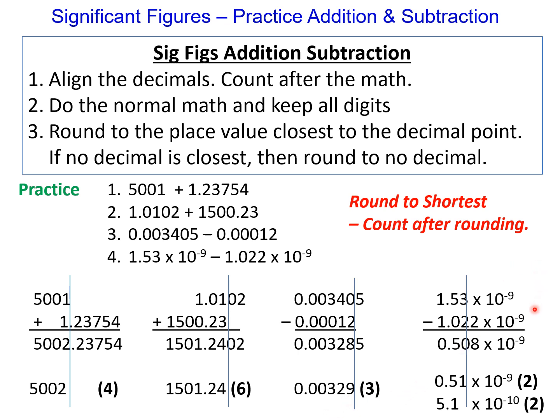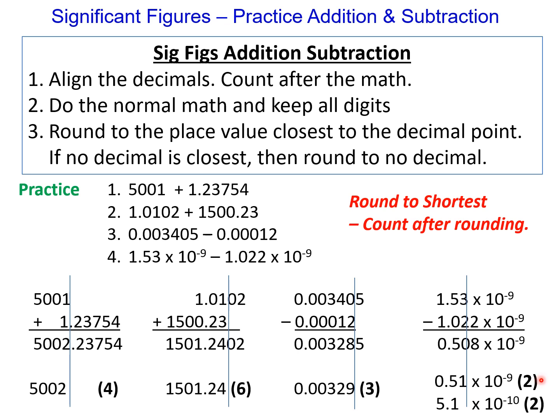We could do the same thing for scientific notation. We have these 2 numbers in scientific notation, 1.53 times 10 to the minus 5, and 1.022 times 10 to the minus 9. We align the decimal point, and then we add the numbers, or in this case, excuse me, we're subtracting the numbers. We subtract them, and then we draw a line to the one that's closest to the decimal, and we get 0.51 times 10 to the minus 9 for 2 sig figs.